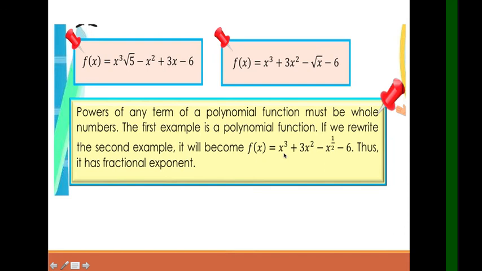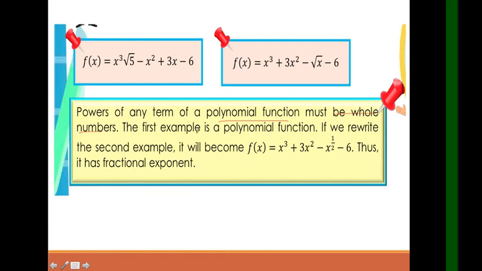Another example, we have f of x equals x cubed square root of 5 minus x squared plus 3x minus 6. On the other hand, we have f of x equals x cubed plus 3x squared minus square root of x minus 6. Powers of any term of a polynomial function must be whole numbers. So, kailangan daw sa polynomial function, ang powers ay nasa whole number.